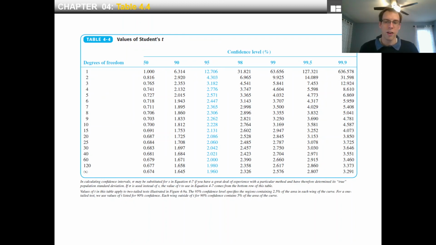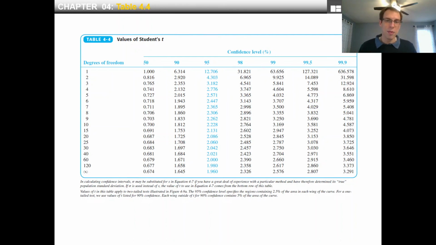And then across the top, we have different confidence levels. And so these represent the confidence that we have, the range that we calculate, what's the percent time that we would expect the true mean to lie within this range.